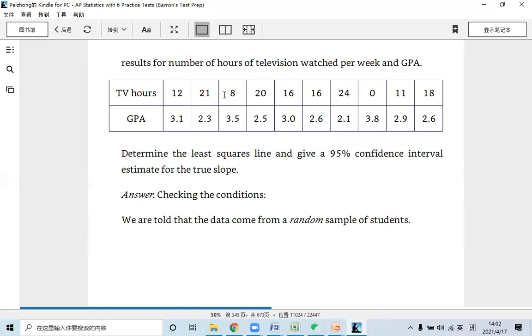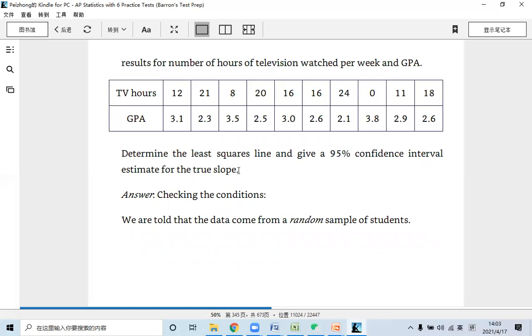So you have 10 people on two variables, GPA and TV watching. This person watched no TV at all. His GPA is 3.8, pretty high. Determine the least squares line and give the 95% confidence interval for the slope.